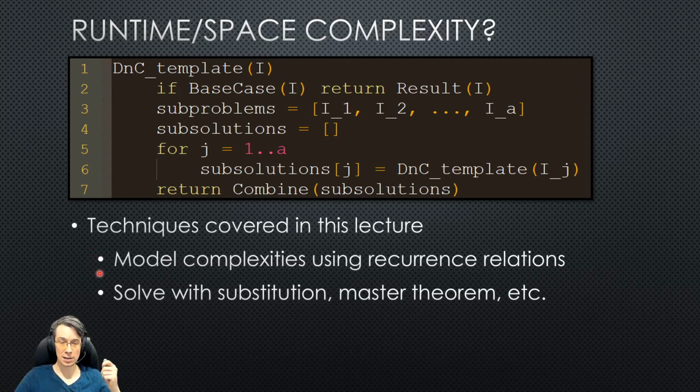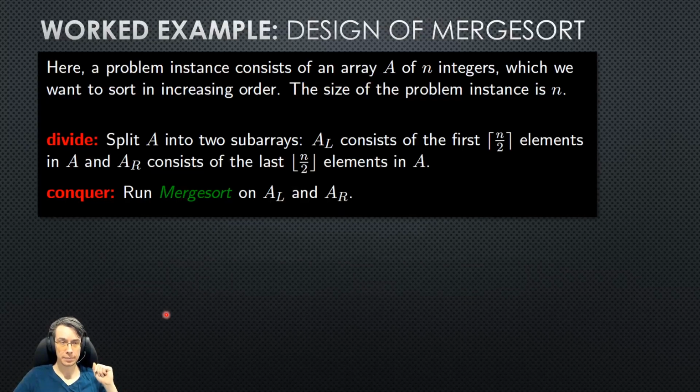So we're going to model the complexities of these sorts of algorithms using a mathematical tool called a recurrence relation, and then we're going to see some techniques for solving recurrence relations using, for example, the guess and check method, the substitution method, the recursion tree method, and the master theorem.